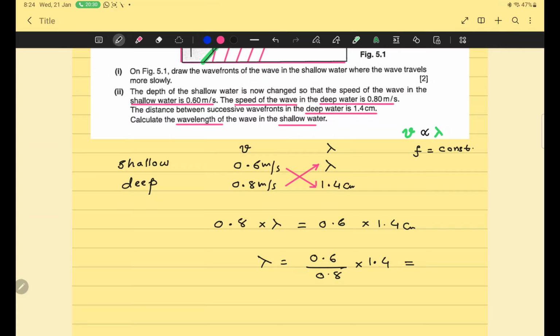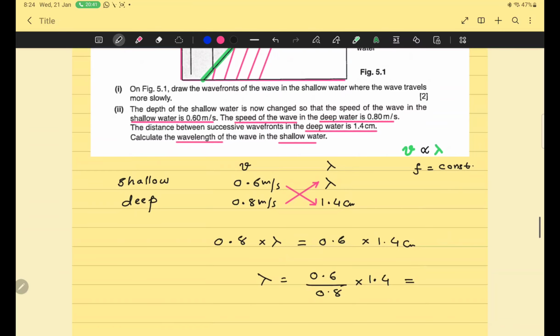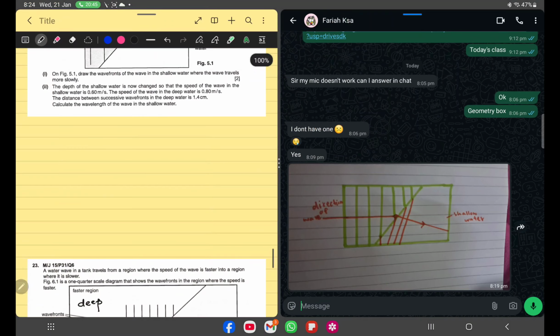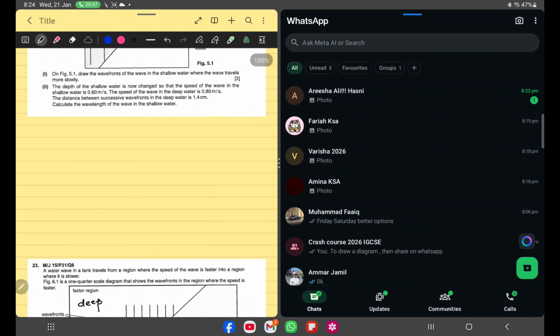But Rafe, can you answer me? What is the wavelength of water wave in shallow water? Rafe, what is the wavelength? Can you help me in calculation?